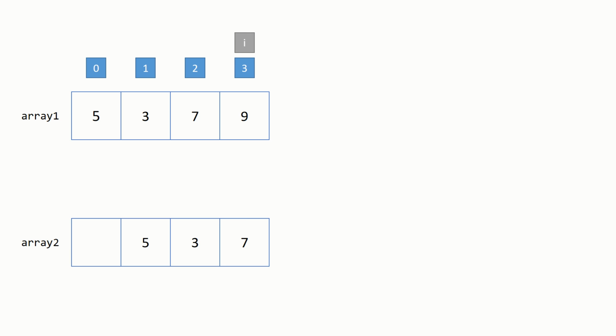Because after this point, I equals 3. If we kept going, we'd be copying to an out-of-bounds position in the array. Therefore, we repeat the copying process while I is less than 3.